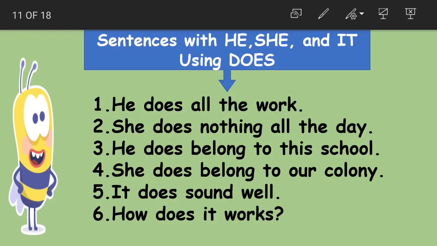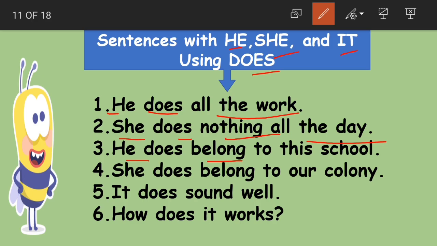Clear? Yes, children? Now we'll see some more sentences with he, she, it using does. Because we are talking about the present tense, we have to use does with these pronouns he, she and it. Okay, children, like here if you see, he does all the work. She does nothing all the day. She does nothing, no work at all the day.